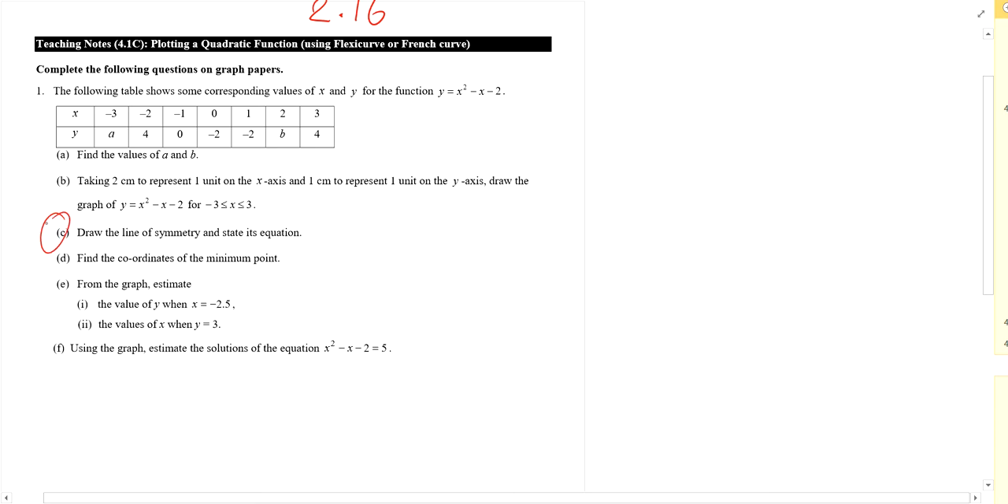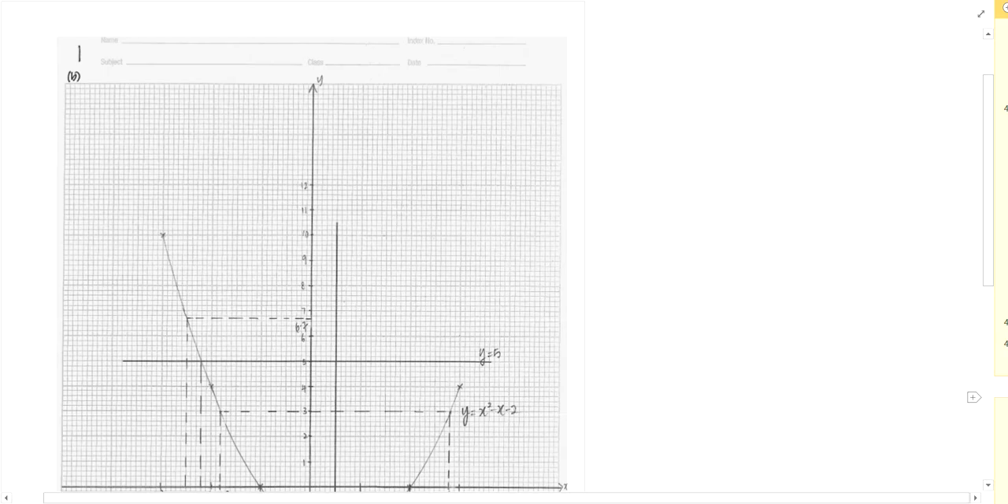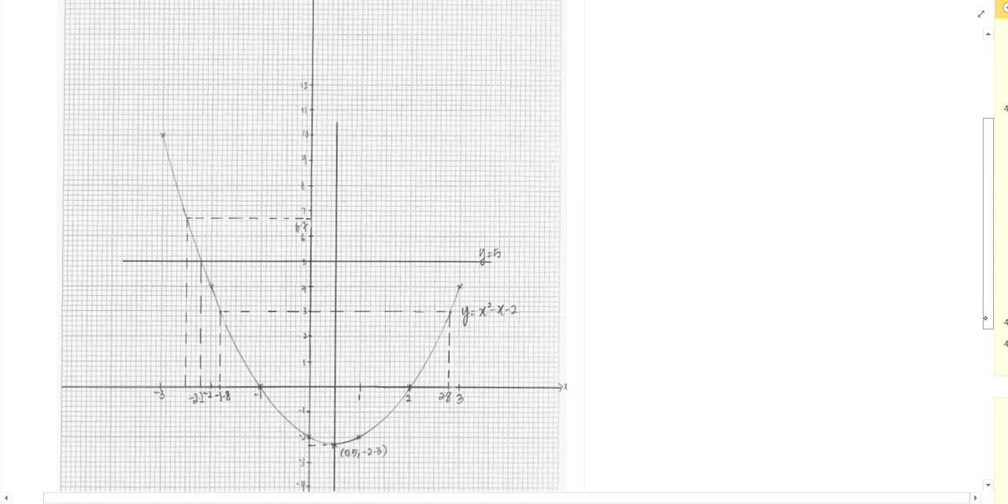Part C, draw the line of symmetry. Okay, now class, you were told to draw the graph from -3 until 3 only, right? If you are not given this range and they just say draw, then your graph will continue to go upwards this way, and upwards this way, yes? Does this make sense to you? It's a smooth curve, right?